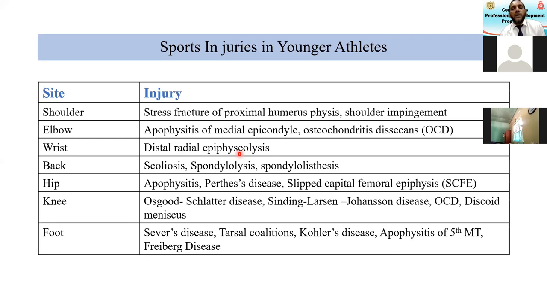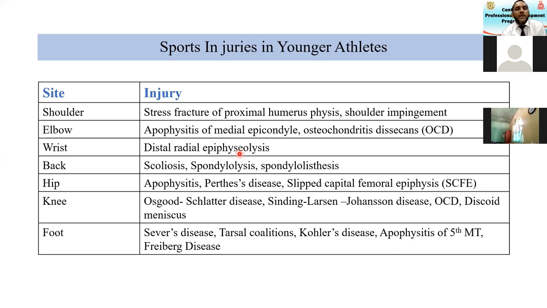And the other elbow condition is osteochondritis dissecans, which involves the lateral side, especially. And the wrist. At the wrist, we discussed earlier the distal radial epiphysiolysis, especially the gymnast wrist, and the back pain, scoliosis, spondylolysis, and spondylolisthesis we discussed, which are more common in young athletes.